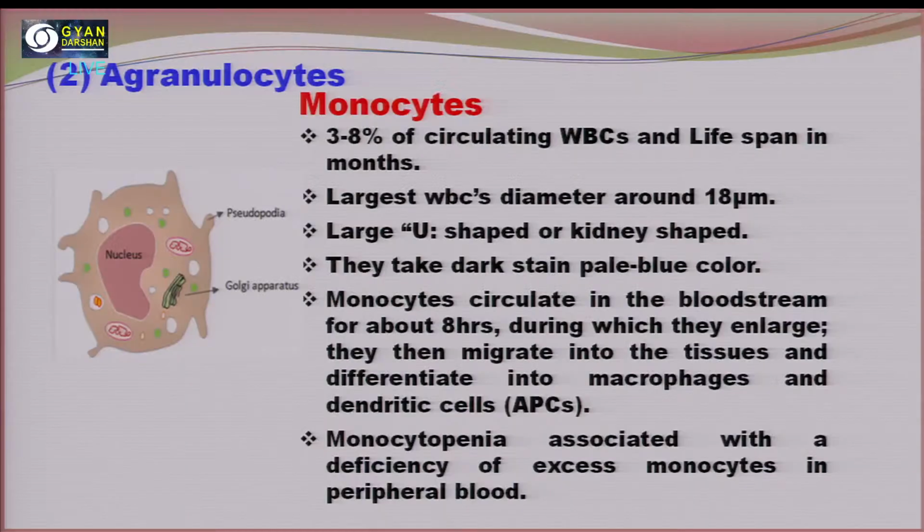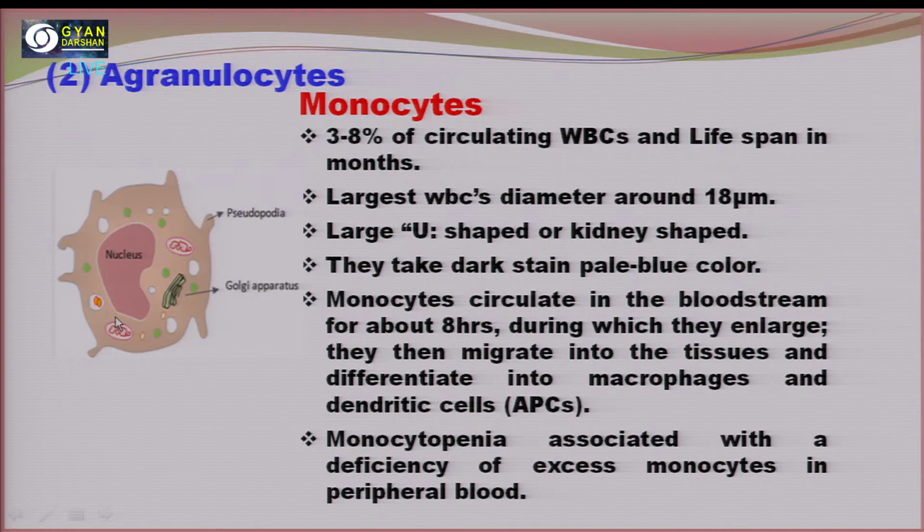Agranulocytes, according to the name, have no granules in particular cells like monocytes. Monocytes are 3 to 8% of the circulating WBC and their life span is about a month, so within a month they will die. They are the largest WBC in diameter, about 18 micrometers, if you compare the size of the WBCs.